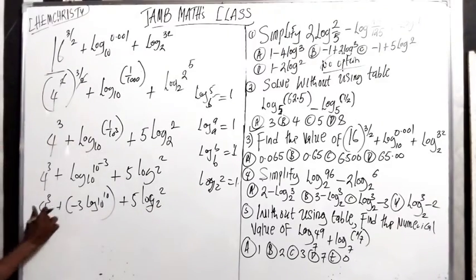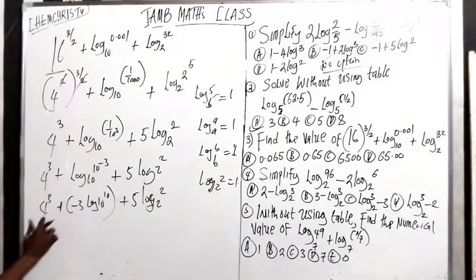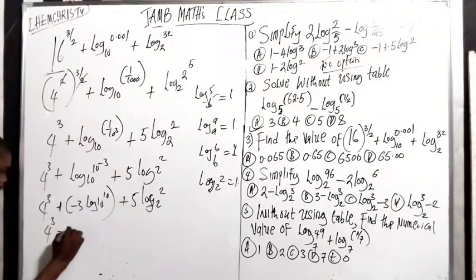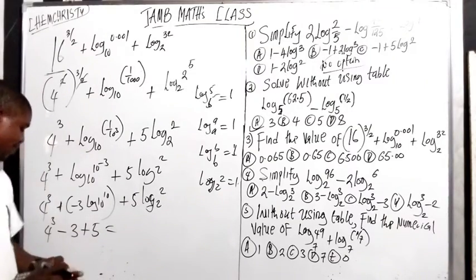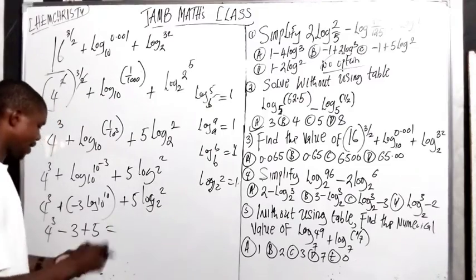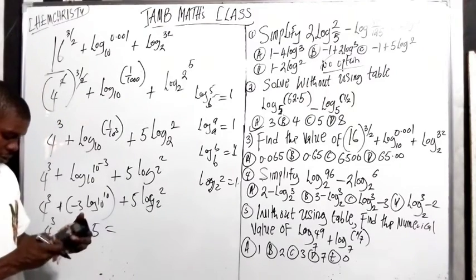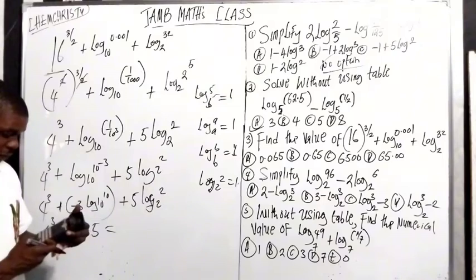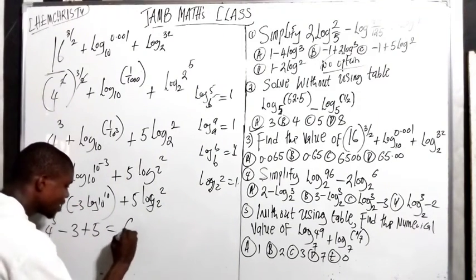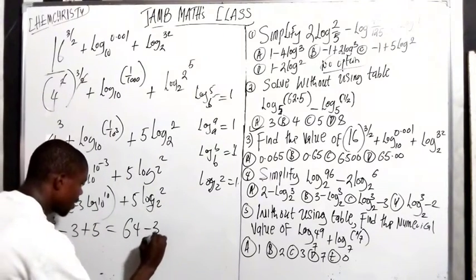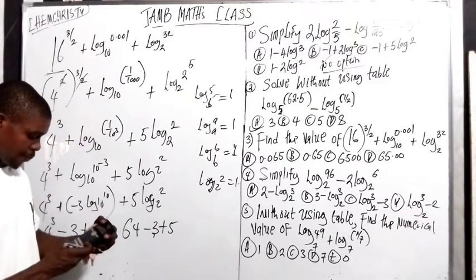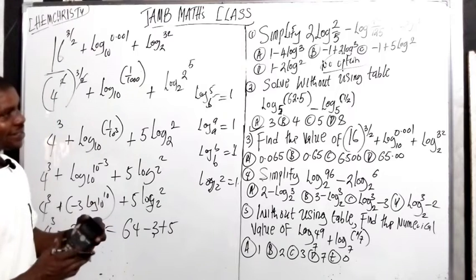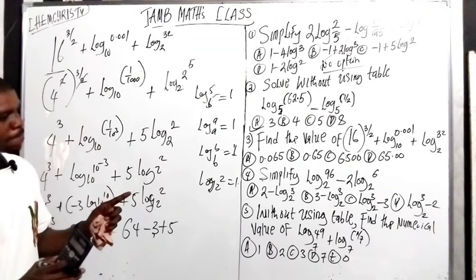So remember, there's plus negative. So it's going to be 4 raised to power 3, plus times minus is minus, then it's going to be 3 plus 5, right? So 4 raised to power 3. This one is 1, this one is 1, right? So 4 raised to power 3 is 4 times 4 times 4, which is 64. So it's going to be 64 minus 3 plus 5, right? So 64 minus 3 plus 5 gives 66. Do you have that option there?